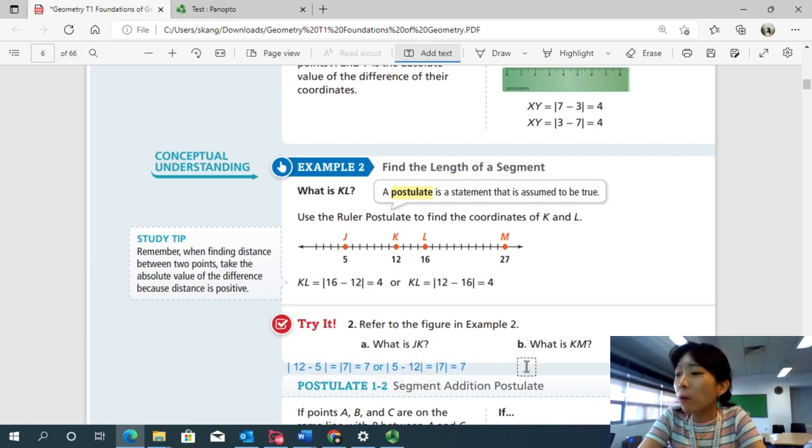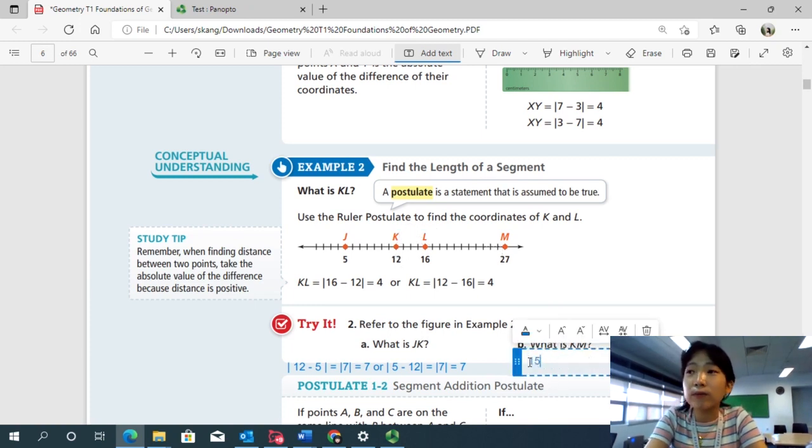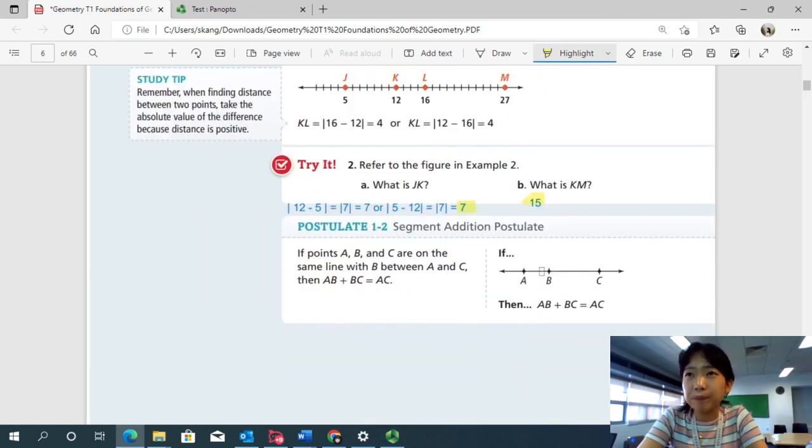Okay? So in the same way, what is the distance between K and M? 27 minus 12 would be 15, positive 15. Okay, so your answer is 7 and 15. Check your answer. Did you get it correct? If you did, good job.